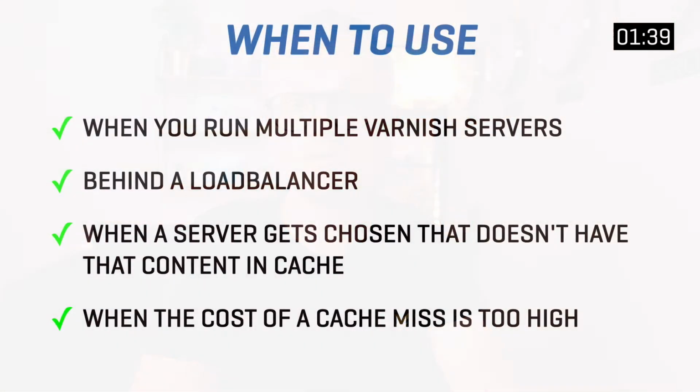You will not only use VHA in case of an outage. It's also useful when you have multiple Varnish nodes sitting behind a load balancer. When that load balancer happens to select another node, it will still return a cache hit because of the cache synchronization. And if the cost of a cache miss is too high, this is a very good tool to have in your toolkit.